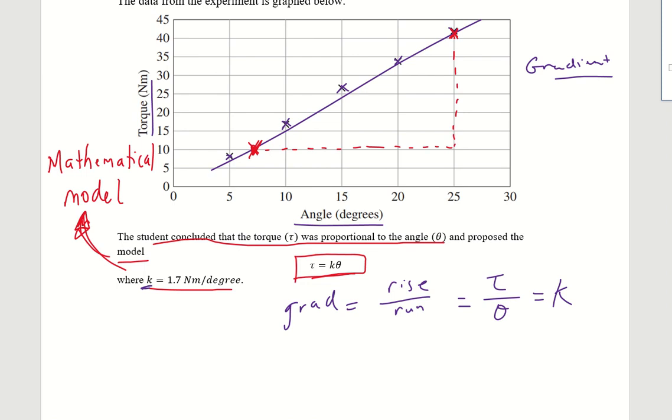Okay, so my points here: x is 25, and then my y, roughly, I'd say 41, 42. Estimate it to be 41 then. And then over here we have, that's about 7, and then that is 10. Okay, so put this onto my line of best fit.